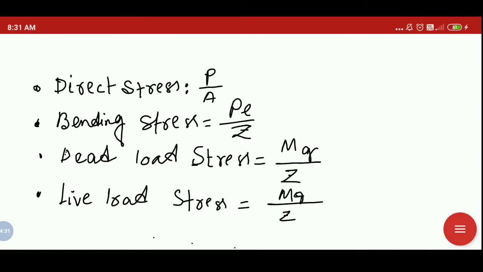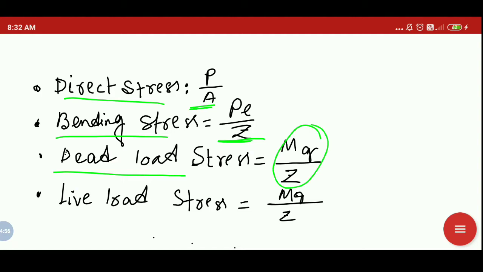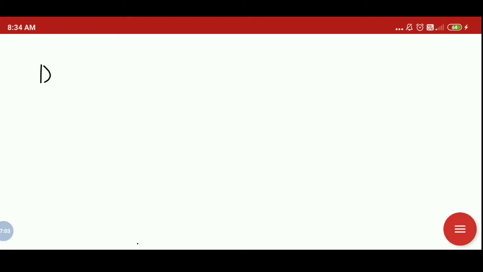Now for calculating resultant stress, we have to calculate direct stress, that is P by A, bending stress, that is P e by Z, dead load stress, that is M_g by Z, and live load stress, that is M suffix q by Z. Direct stress, P by A.